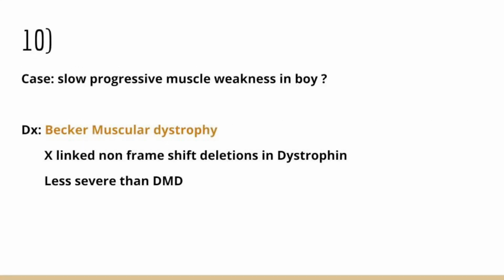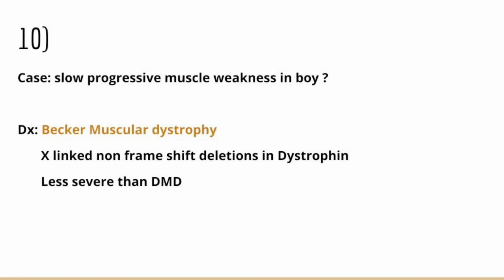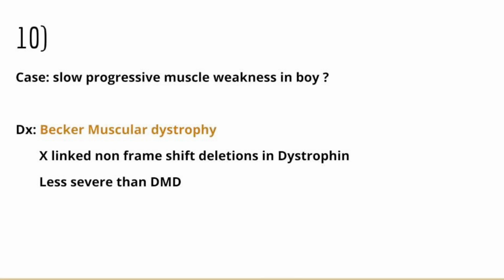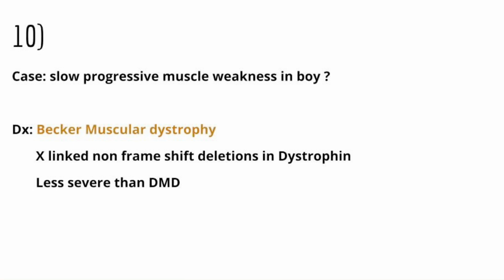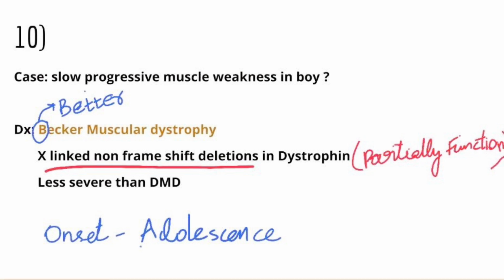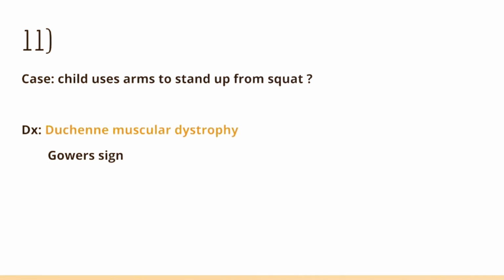And the next 10th case scenario, there is a slowly progressive muscle weakness in a boy. Becker's muscular dystrophy is an X-linked recessive disorder, but it is due to non-frameshift deletions in the dystrophin gene, whereas DMD, that is Duchenne muscular dystrophy, is due to frameshift deletions mutation, and this Becker's is due to non-frameshift deletions, and it is less severe than Duchenne muscular dystrophy. As a result, it is slowly progressive. The onset is usually seen in adolescence or in early adulthood.